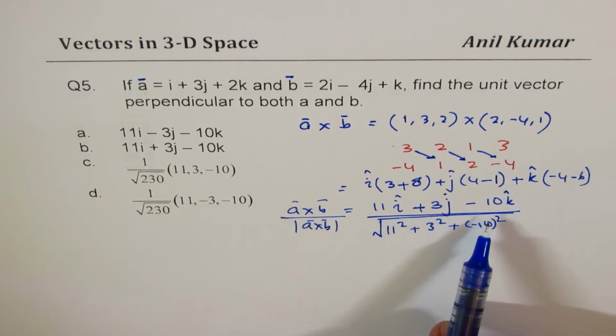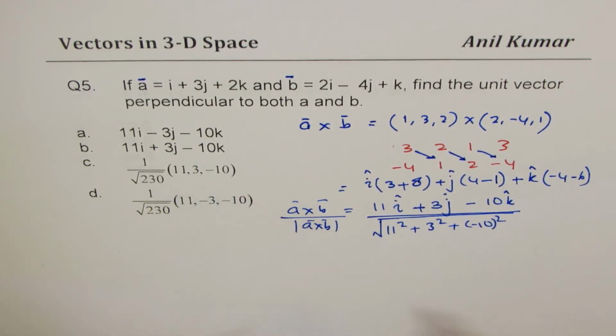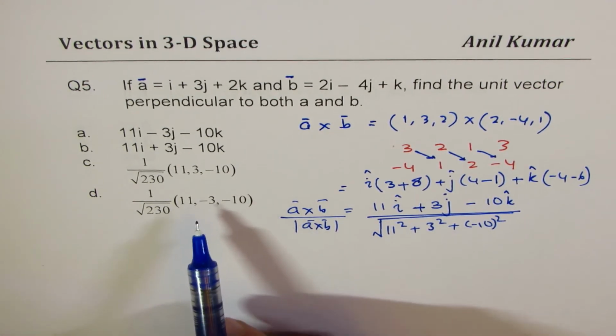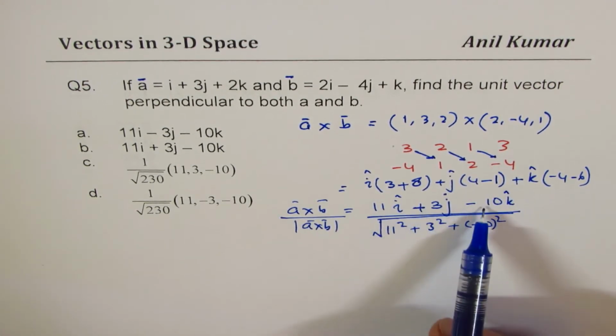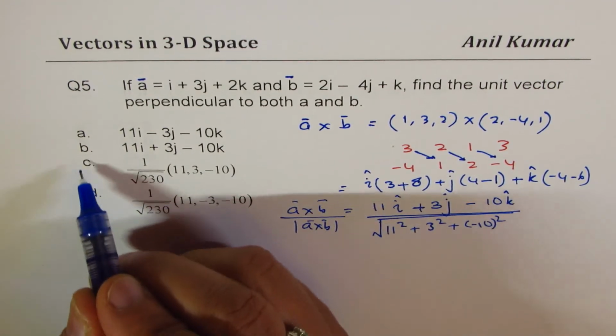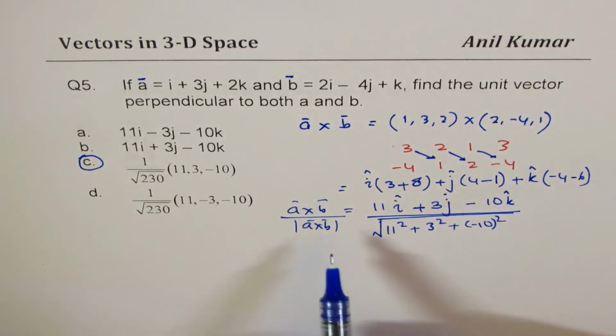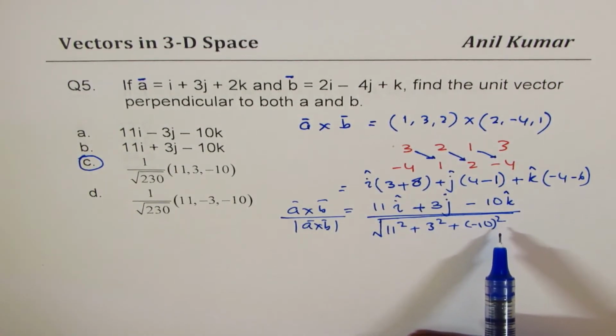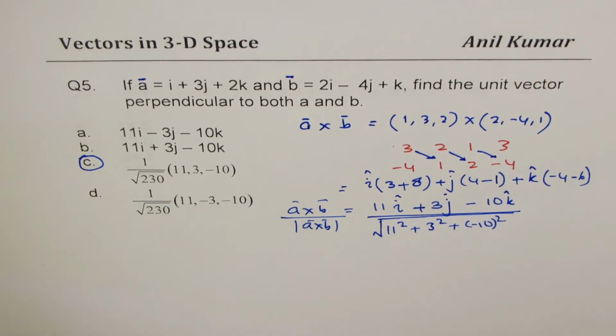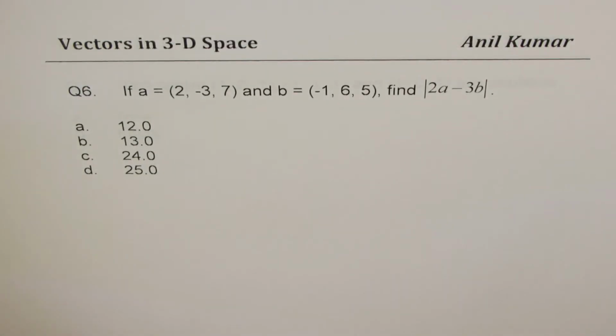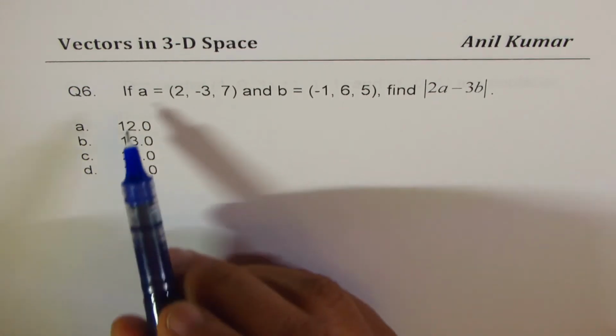So 11, 3, minus 10, we have a couple of options like this. Let's find this magnitude so we could actually match. These two are positive, only 10 is negative. So the option is C for us, correct? This is definitely some number, so it should be 230. Is it okay? So let's move on and do the next question, which is question number 6.